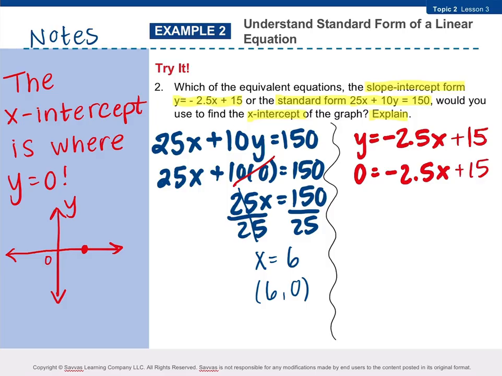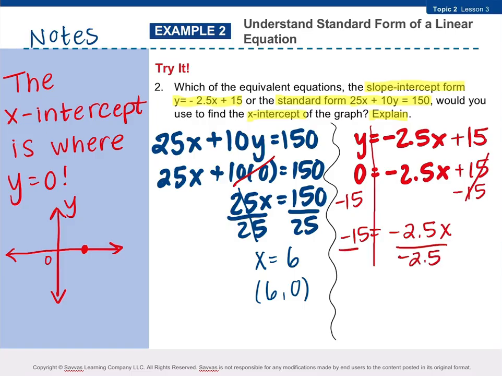So I do have like a 2-step equation here. So a long line through the equal sign. Opposite of plus 15 is minus 15. So let's eliminate that. 0 minus 15 is negative 15 equals negative 2.5 times x. So divide by negative 2.5 on both sides. A negative divided by a negative is a positive. 15 divided by 2.5 is also 6, as it should be, right? Because they're the same equation. And so, again, I have a point at 6, 0.